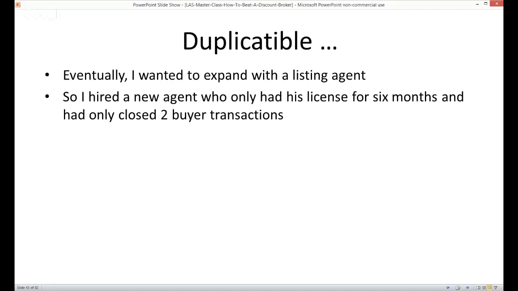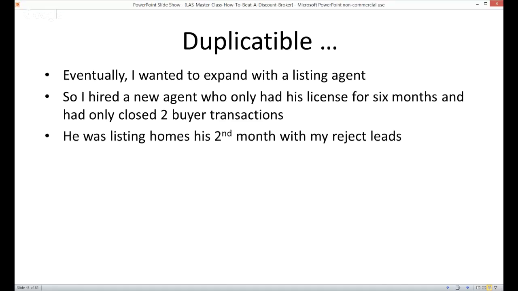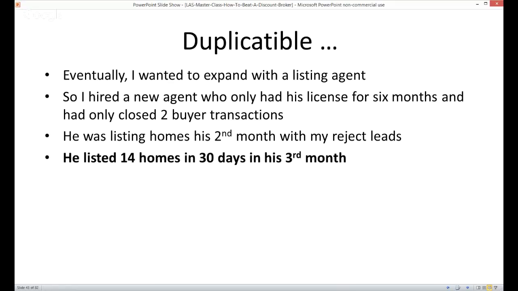So I want to expand with this listing agent. So I hired a new agent who only had his license for 6 months, and he'd only closed 2 buyer transactions, never even took a listing. And by the second month, he was working my reject leads and taking listings. And by his third month, he listed 14 homes in 30 days.